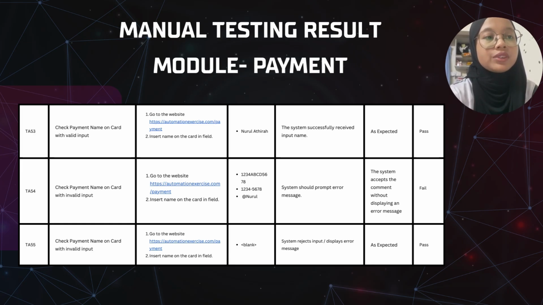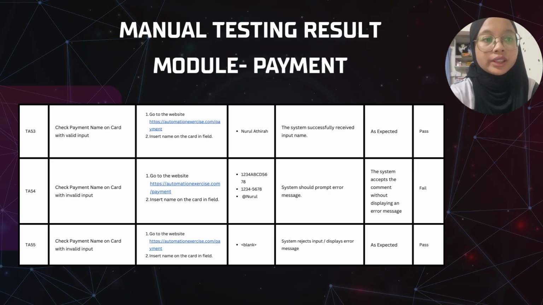For test case TA54, payment name on card with invalid input, the objective was to check whether the system rejects invalid cardholder name formats. Test data use: 1234 ABCD 5678, which is uppercase, and 1234/5678. Expected result, the system should reject the invalid input and display an error message, and actual result, the system accepted the invalid input without displaying any error message, and test status is failed.